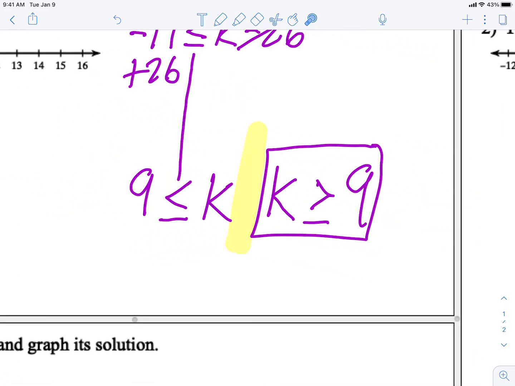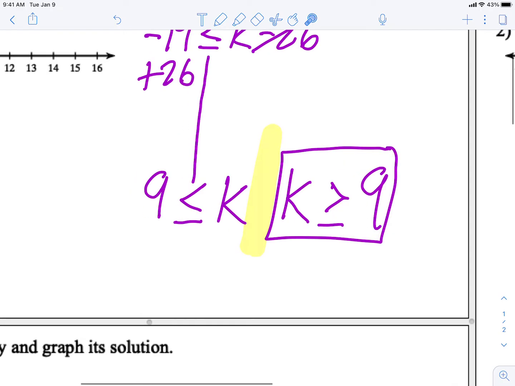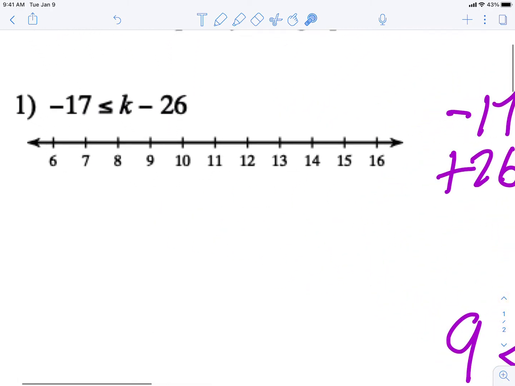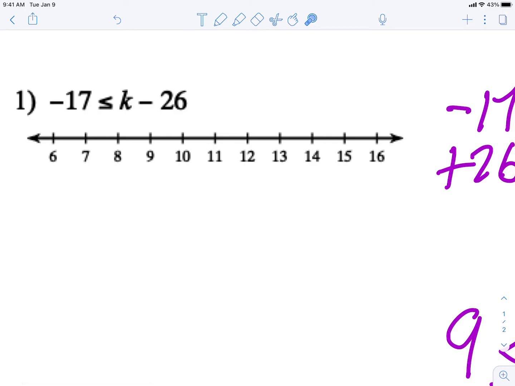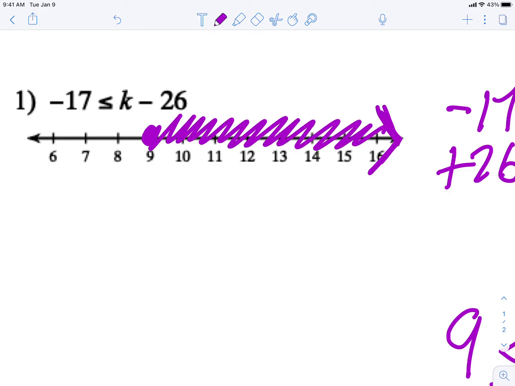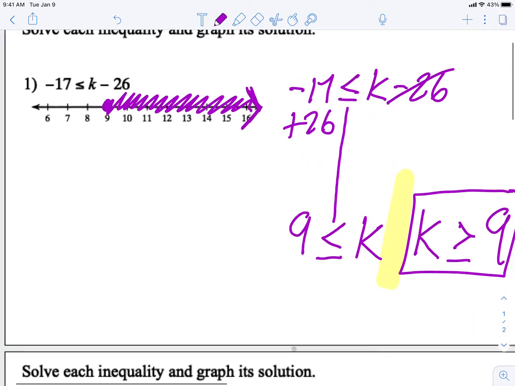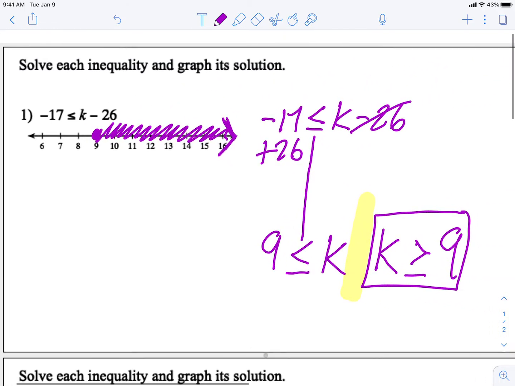So we need to find 9 on our graph here. Where is 9? Right there. So it's going to be a closed circle, and we're going to graph to the right. That means I'm going to make my arrow really big here on the right side, and I'm going to shade to the right. And there we go. That's our first problem there.